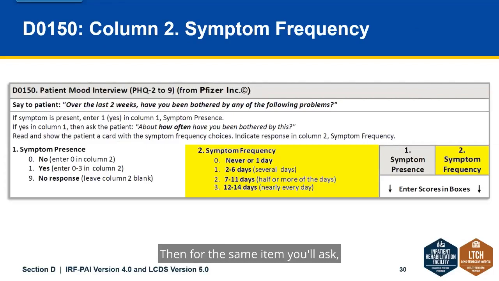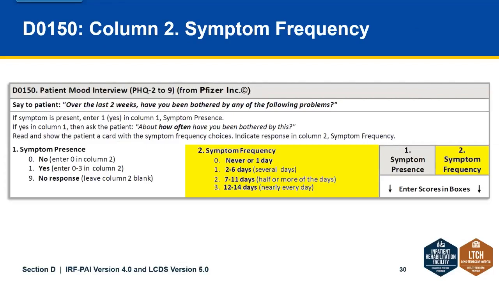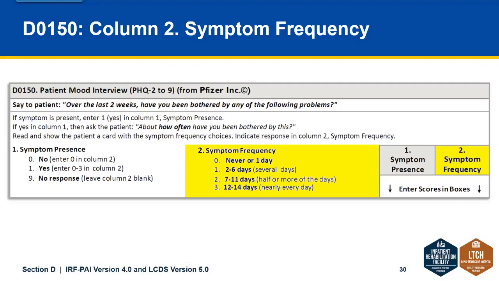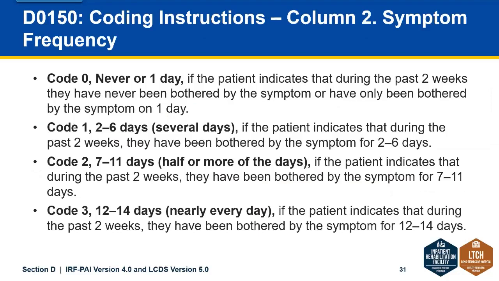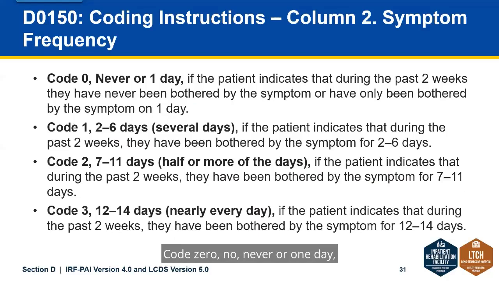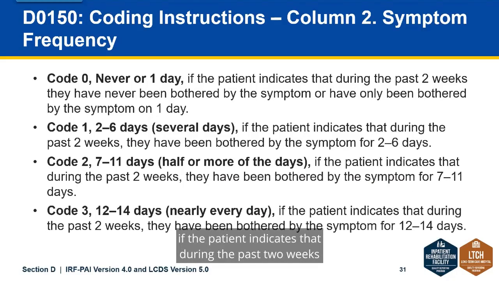Then for the same item, you'll ask, about how often have you been bothered by this? Then consider the response options for symptom frequency. Those symptom frequency options are the following. Code 0, no, never, or 1 day, if the patient indicates that during the past 2 weeks they have never been bothered by the symptom or they have been bothered by the symptom on 1 day.